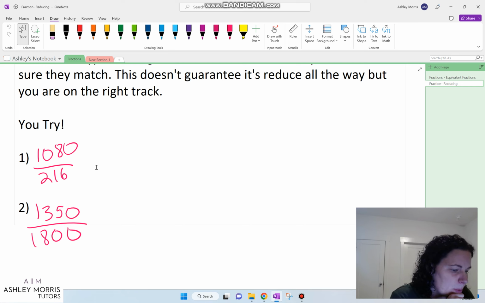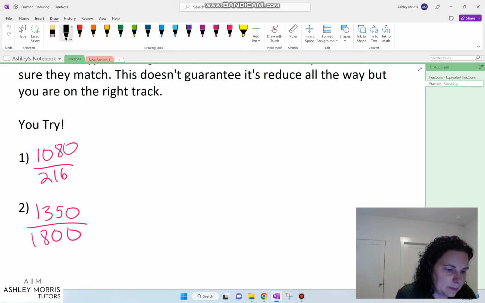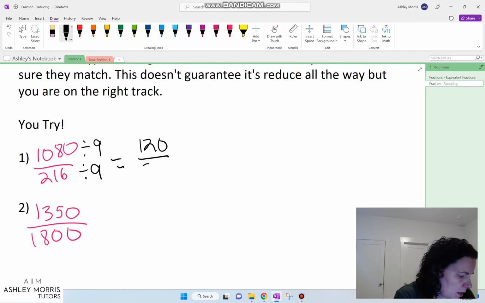All right. So number 1, I'm going to divide that by 9 to start with. 1 plus 0 plus 8 plus 0 is 9. 2 plus 1 plus 6 is also 9. Since that's a multiple of 9, I know I can divide by 9. And that's going to give me 120 on top and 24 on the bottom.